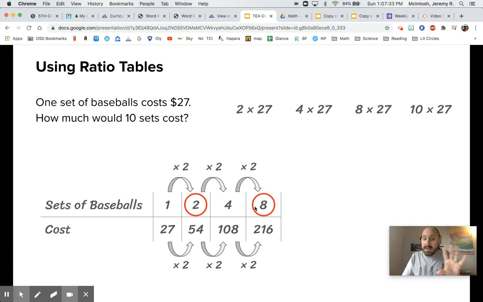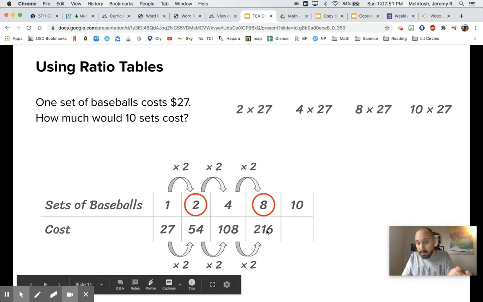Well, they're saying you can add 2 of your numbers in your ratio table. So we have 8 and 2. 8 plus 2 is 10, right? So we added this number 8 and this number 2, which is 10. So in a ratio, you would do the exact same thing on the bottom number. You would add 216 and 54.